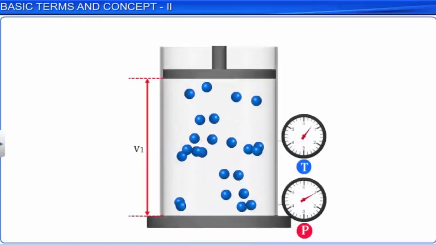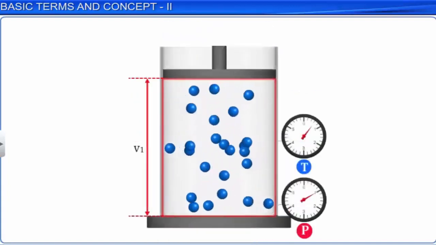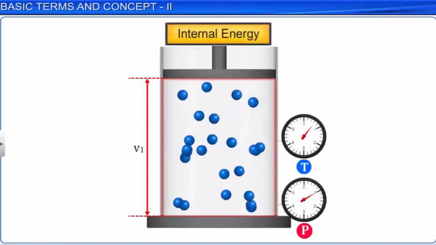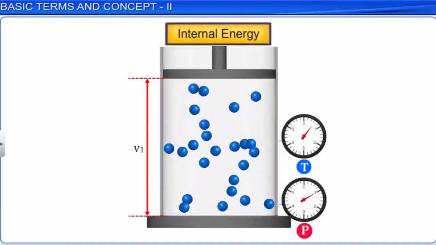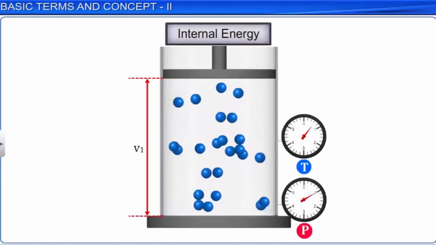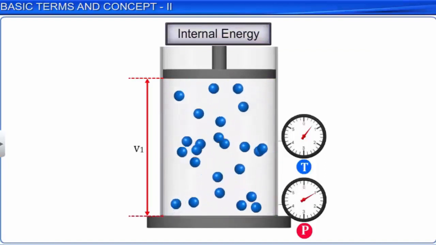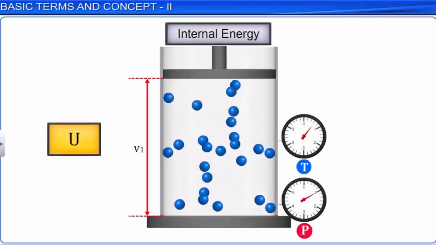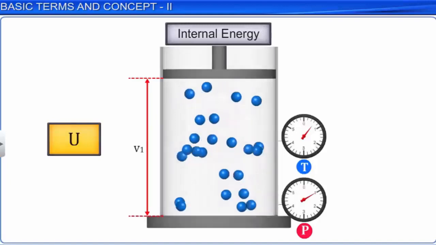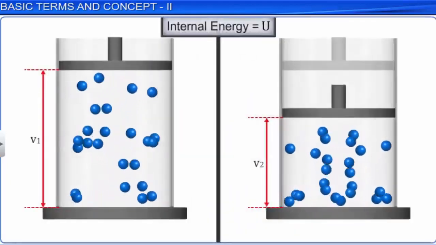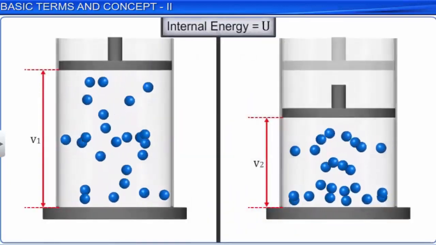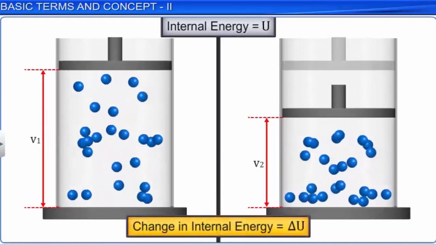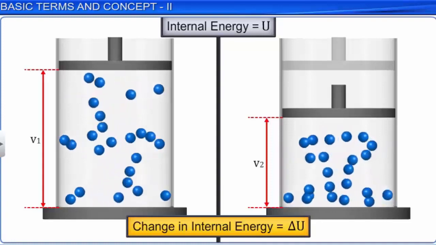The energy stored within a substance or a system is known as the internal energy of the system. In other words, internal energy is the sum of all the possible kinds of energy of a system. Internal energy is represented by capital U. The absolute value of internal energy cannot be found. However, change in it, represented by delta U, can be found.